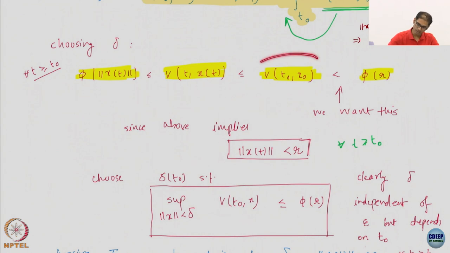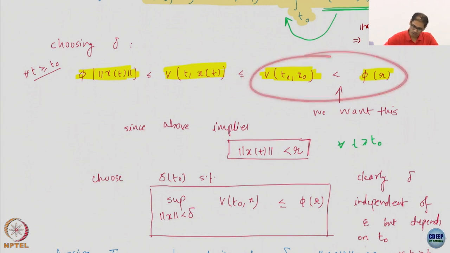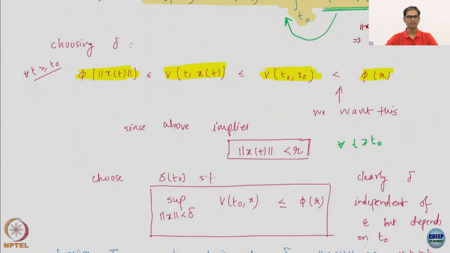Because this is the term that gives me delta. So from just this inequality, I choose a delta. That's it. There is no magic here. And you already understand that such a delta exists, right? Because we've already done this argument many times.